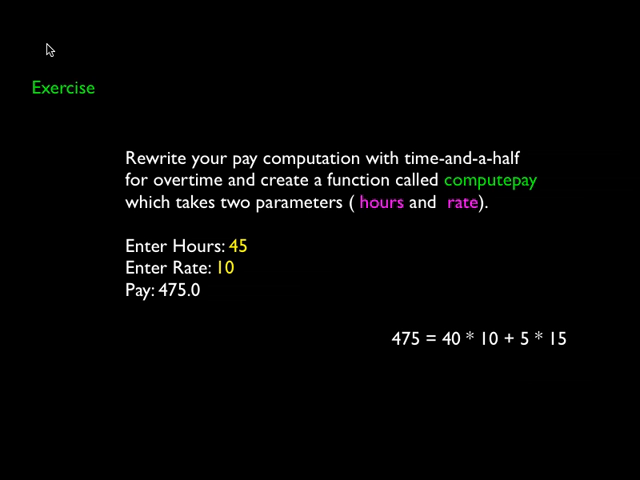So we've been working through a series of exercises that are doing time and a half for overtime and pay of various kinds to look at various if, then, else. And now we're on to functions. And so we're going to create a function called computePay that takes two parameters, hour and rate, and it actually does exactly the same thing as the other one. It's just we're doing it in a different way, okay?